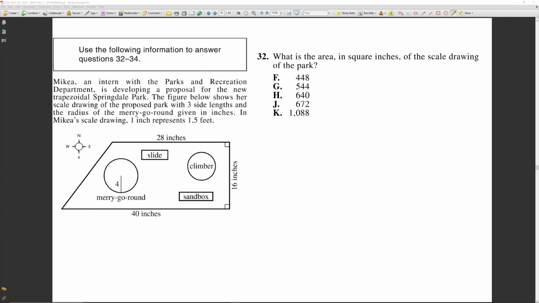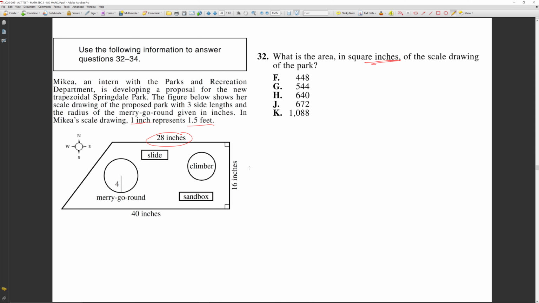Question number 32. Use the following information to answer questions 32 to 34. Okay, we have a diagram. The question is, what is the area in square inches of the scale drawing of the park? So I'm looking for things in square inches. Micah, an intern with the Parks and Recreation Department, is developing a proposal for the new trapezoidal Springdale Park. The figure below shows her scale drawing of the proposed park with the 3 side lengths and the radius of the merry-go-round given in inches. In Micah's scale drawing, 1 inch represents 1.5 feet. So this is the conversion factor when we need it.